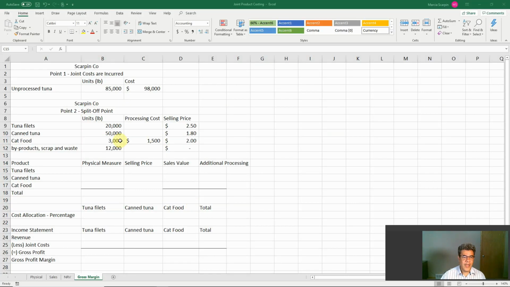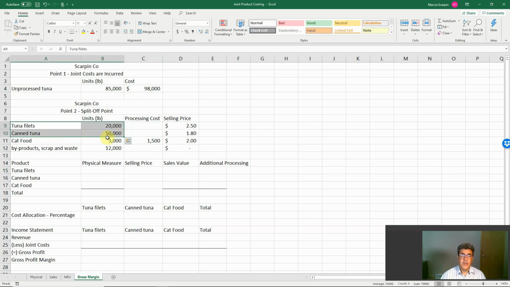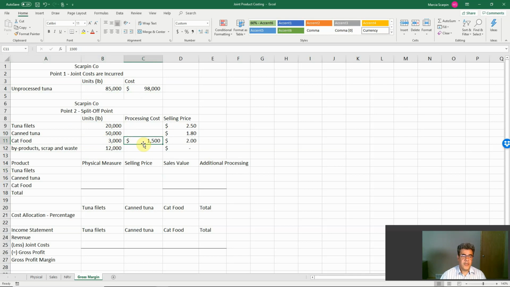So let's go to our Excel file. We have four sheets here, the four methods, so you can compare the other methods as well. So we have tuna. Unprocessed tuna, our split-off point, 85,000 pounds, $98,000. We have two products, tuna fillets and canned tuna, 20,000 pounds for the first one, 50,000 for the second one. One byproduct here, cat food, and we have some additional process here that we will not be working on in this method, by the way, because it is after the split-off point.